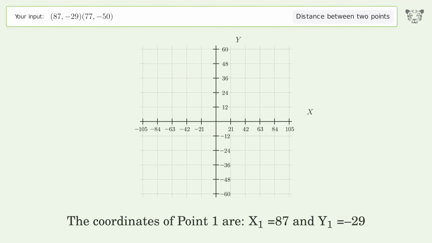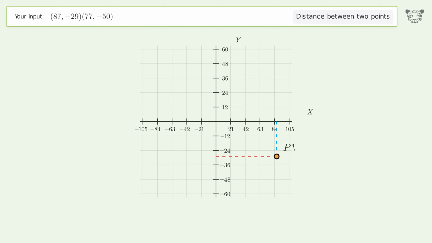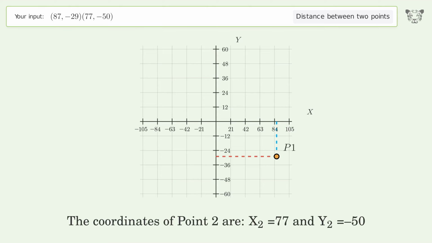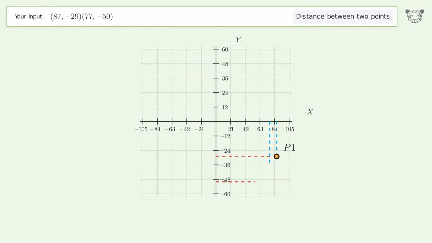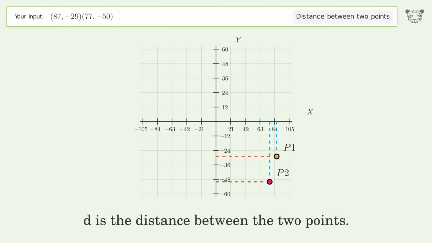The coordinates of point 1 are x1 equals 87 and y1 equals negative 29. The coordinates of point 2 are x2 equals 77 and y2 equals negative 50. D is the distance between the 2 points.